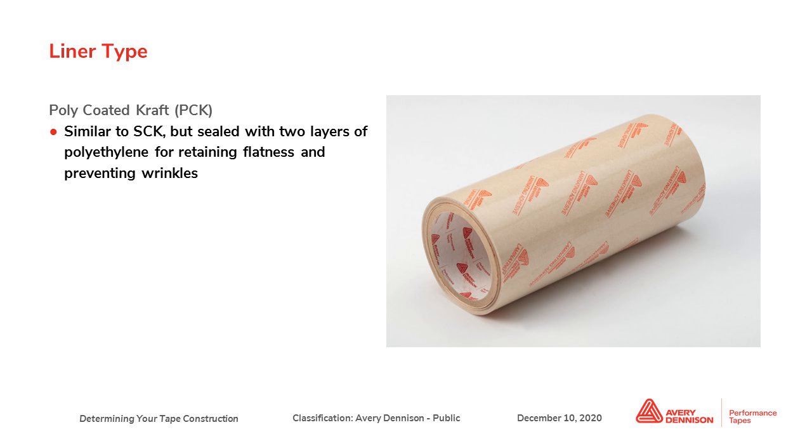Next, please, Jim. Okay, next up is polycoated kraft, PCK. It's very much the same as SCK, except this time the paper is going to be sealed with 2 layers of polyethylene on either side. Polyethylene is a plastic, and this plastic is going to help it retain its flatness and also prevent those moisture wrinkles or any other type of wrinkling that might be occurring. So you can imagine we're introducing a little more material here. It's going to come at a little more of a premium versus the SCK.